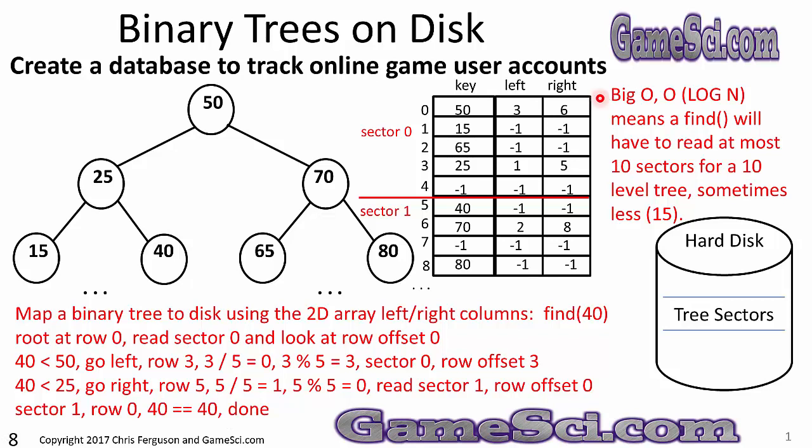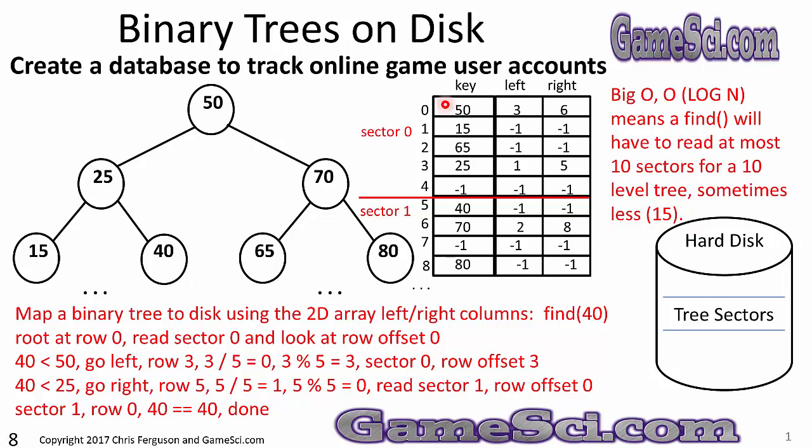Big O, order of log n, means find will have to read at most 10 sectors for a 10-level tree. Sometimes it's less than 10. Let's say we were doing a search for 15. A search for 15 would actually go even faster.